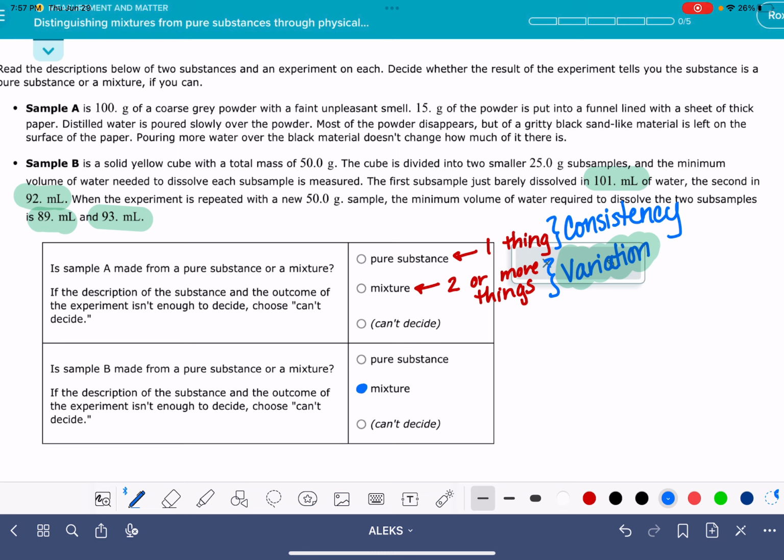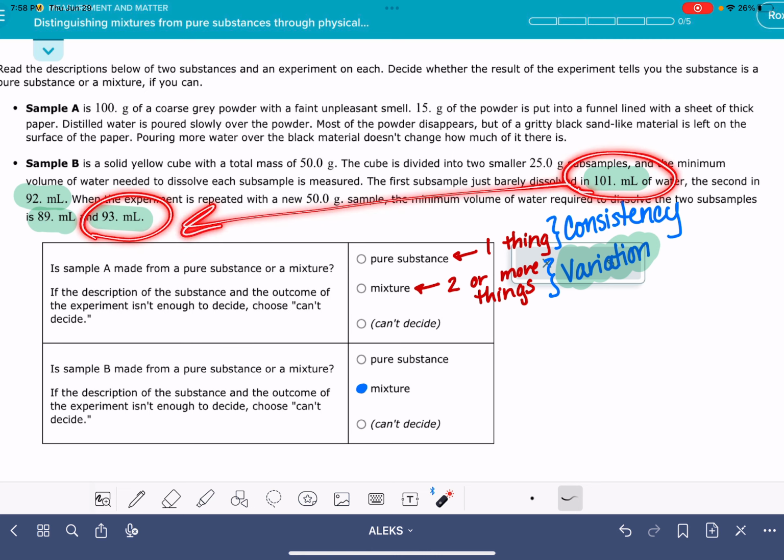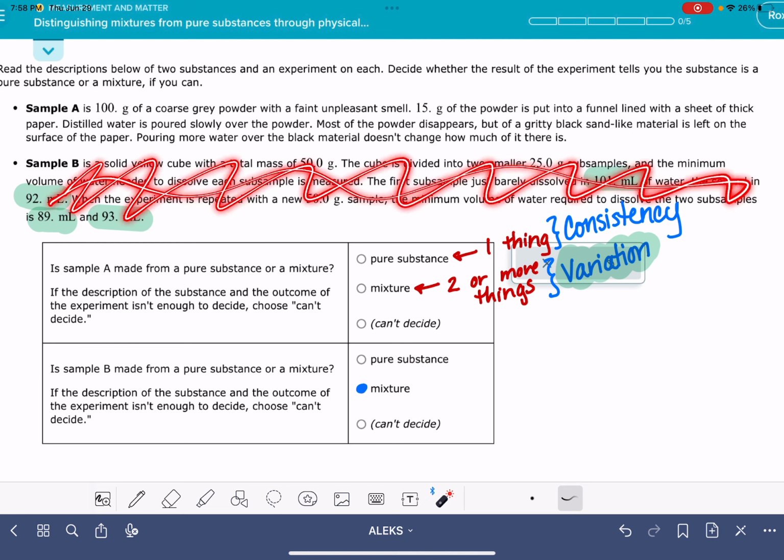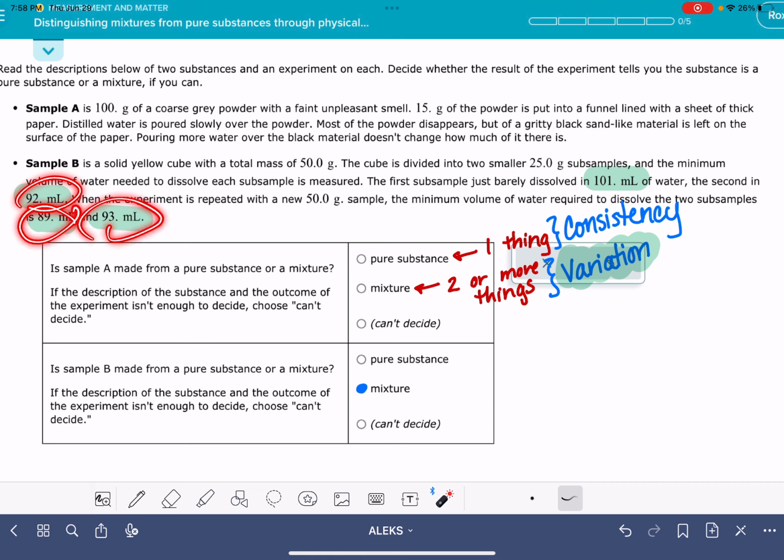Now, I have seen some ALEKS problems where they did have a pure substance and they had slight variation in the measurements. Like maybe they said 93, 94, 92, those are all pretty close together, and ALEKS called that a pure substance, so be on the lookout for that. But even this much variability, that's a pretty significant variation. That means that it's a mixture. We don't even really need to think about what is going on in this situation. We just need to see that there's variation in the data, which means we're looking at a mixture.